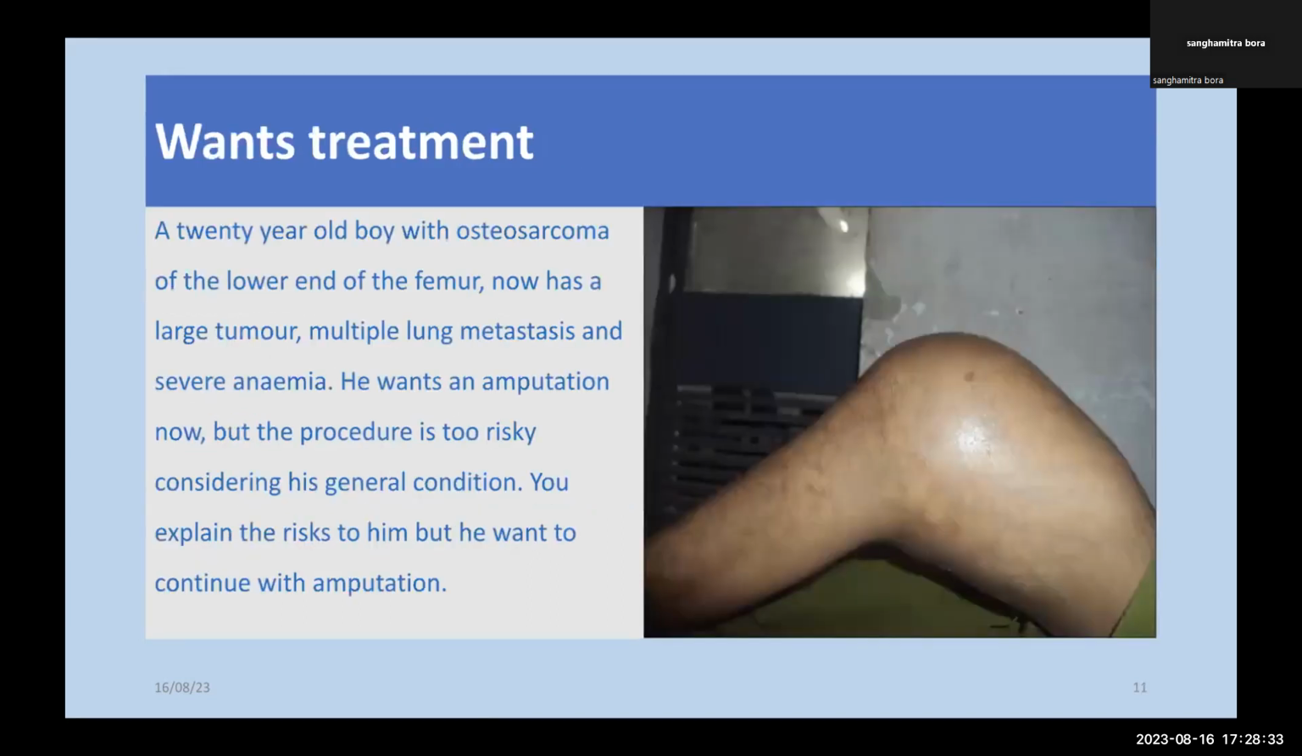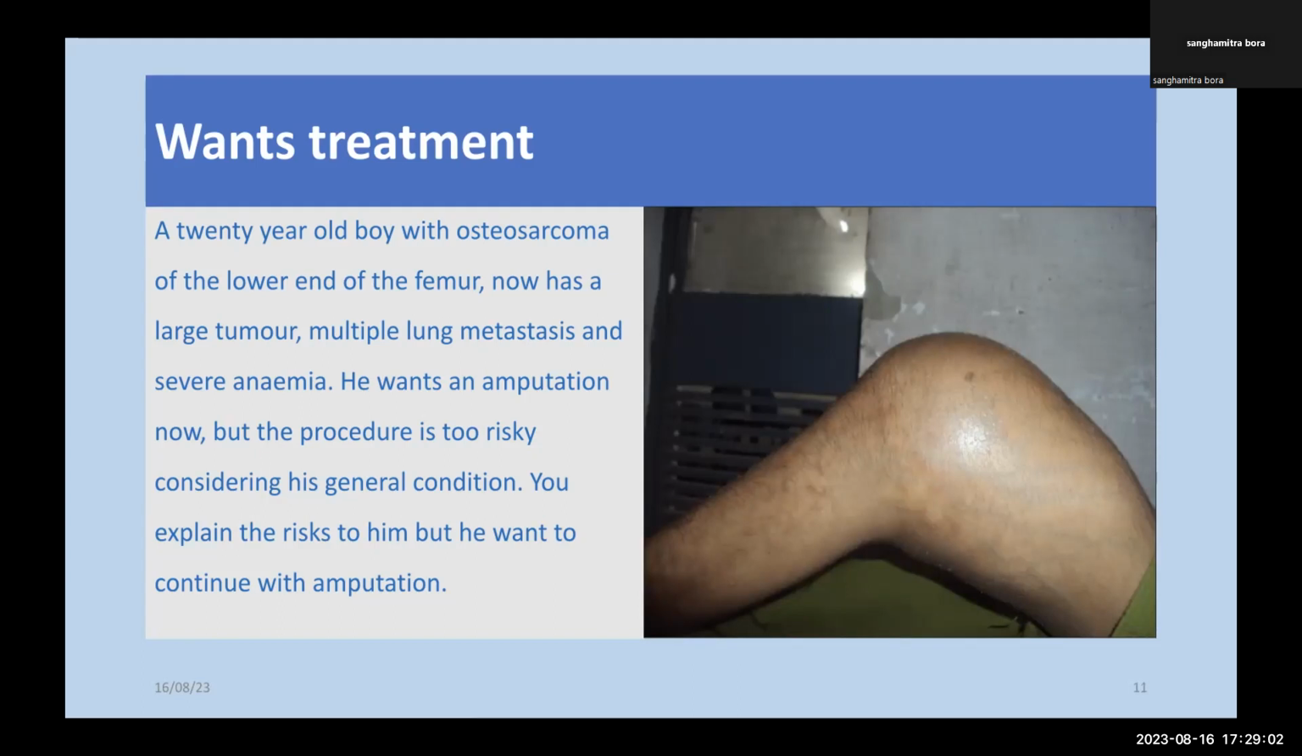Now, this is another example of another child. He's a 20-year-old boy with an osteosarcoma. You can see the tumor just above the knee joint. It's a huge tumor at the lower end of the femur. He has multiple lung metastases also, and he's suffering from severe anemia.